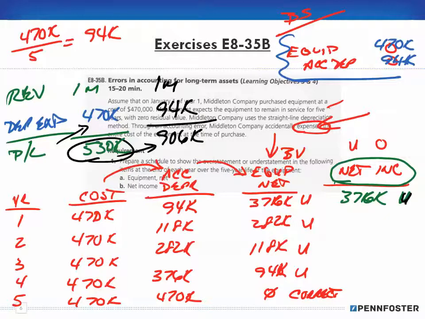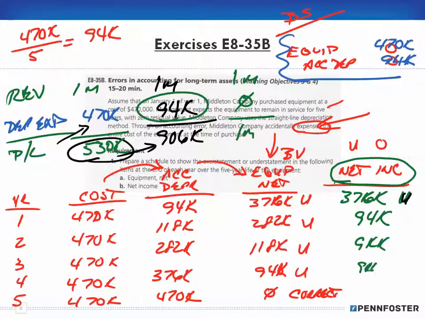Now, because it's entirely expensed, each and every year after that, we'd have 1 million and zero for depreciation expense. Well, the reality is that we were supposed to expense the 94,000. So now, because we expensed it all up front, we're short 94,000 each and every year because of the depreciation expense that we should have taken.